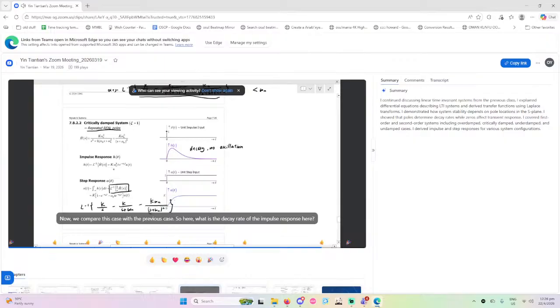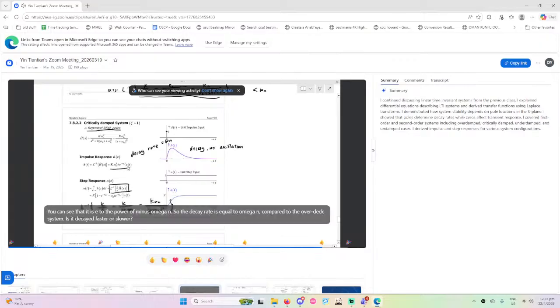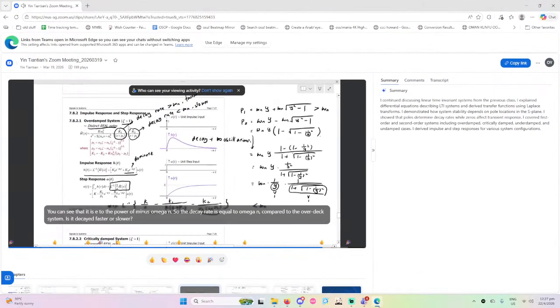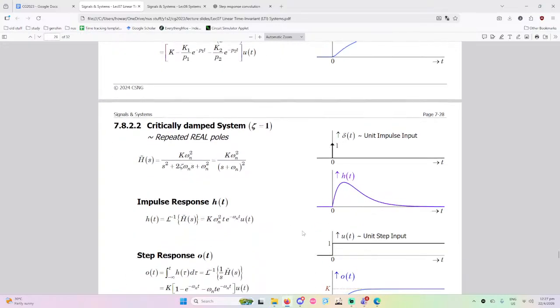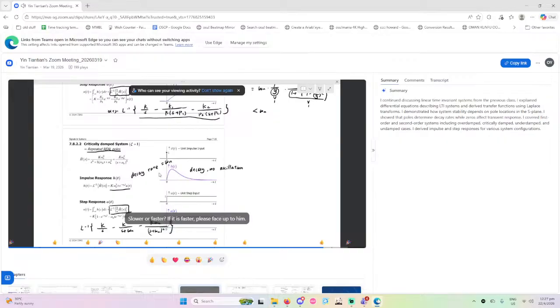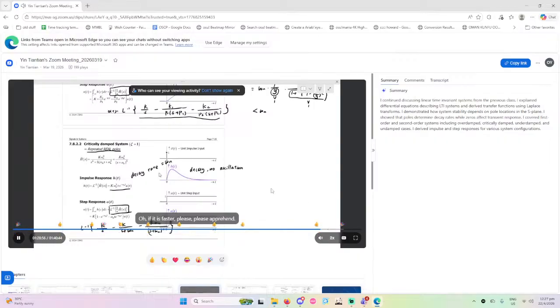Okay. Now we compare this case with the previous case. So here, what is the decay rate of the impulse response? Here the decay rate is equal to omega n. Right? We can see that it is e to the power of minus omega n t. So the decay rate is equal to omega n. Compared to the overdamped system, is it decaying faster or slower? Slower or faster? If it is faster, please raise up your hand.